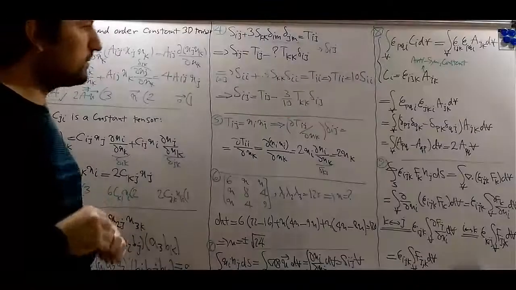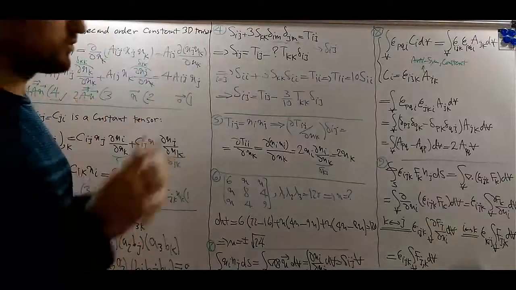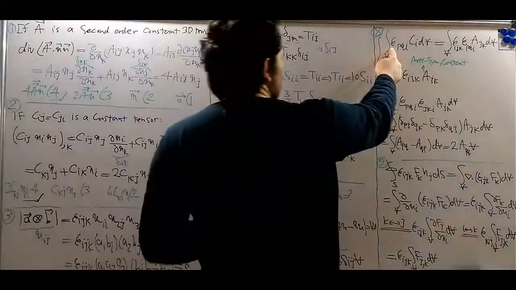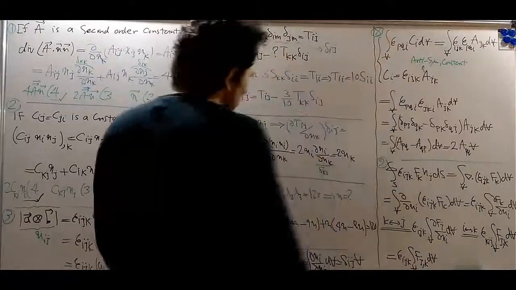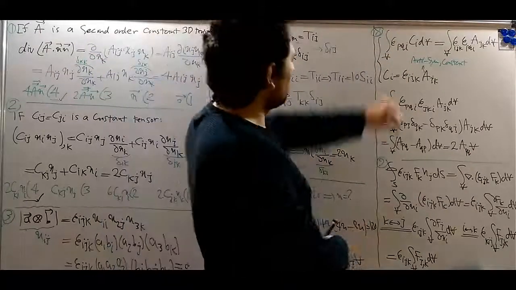Next question: compute the volume integral of the permutation symbol here, epsilon sub pqi, times a vector c sub i, dv.